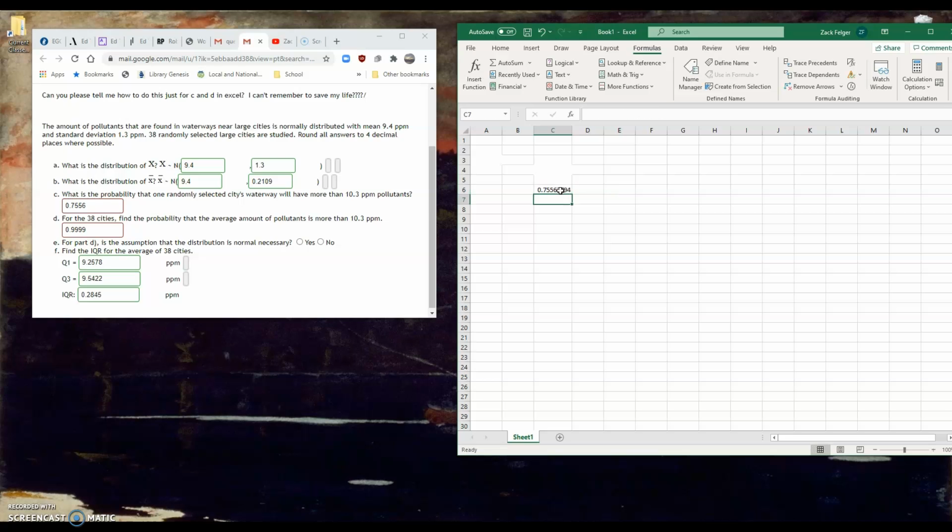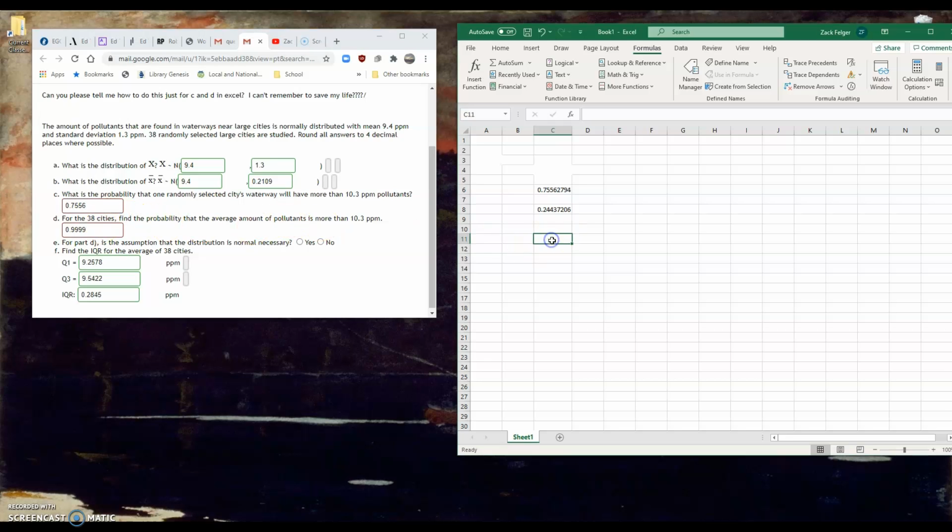Hit enter. Now Excel always gives your answer in less than terms, so what we have to do is subtract this number from 1 to get the correct value. So this value right here, the 0.75, would be less than 10.3 ppm, not more than. So to find more than, you have to do equals 1 minus 0.75, hit enter, and this 0.244 is going to be the correct answer for C.